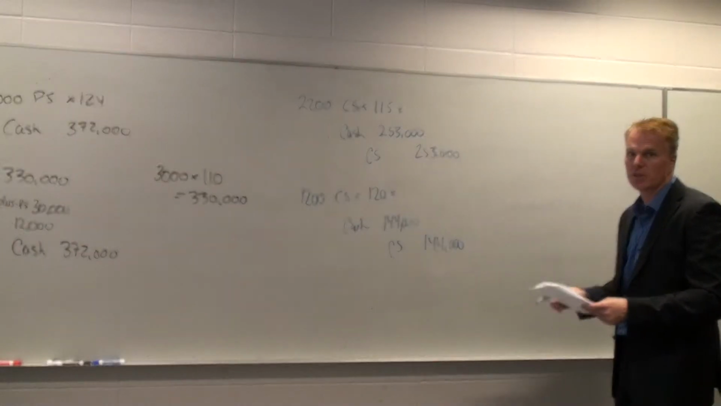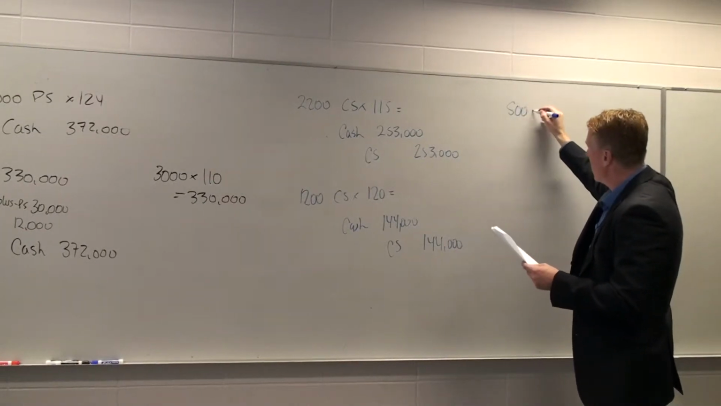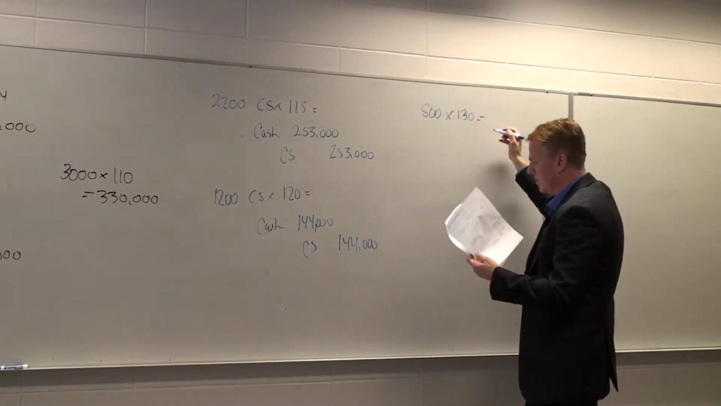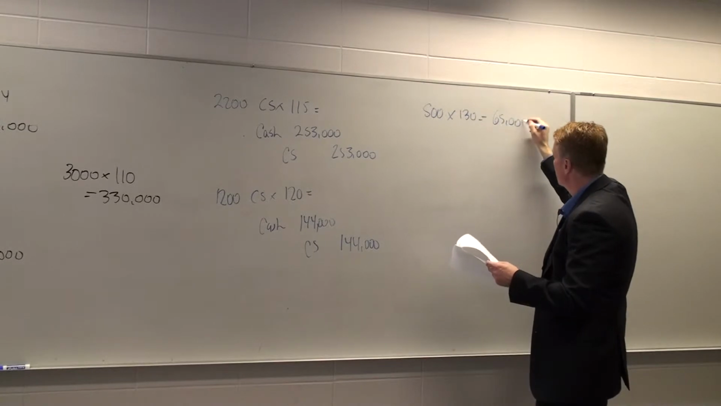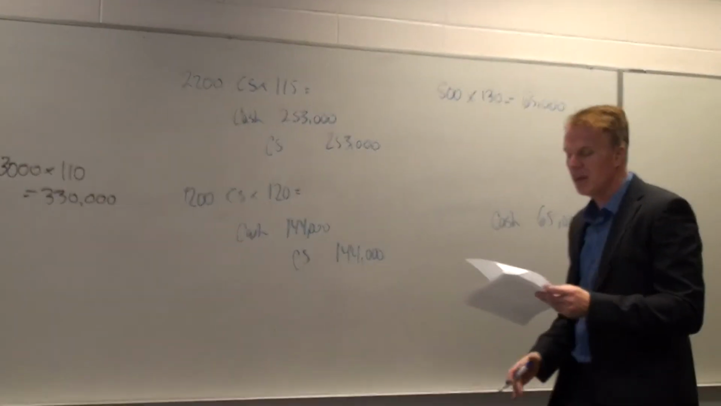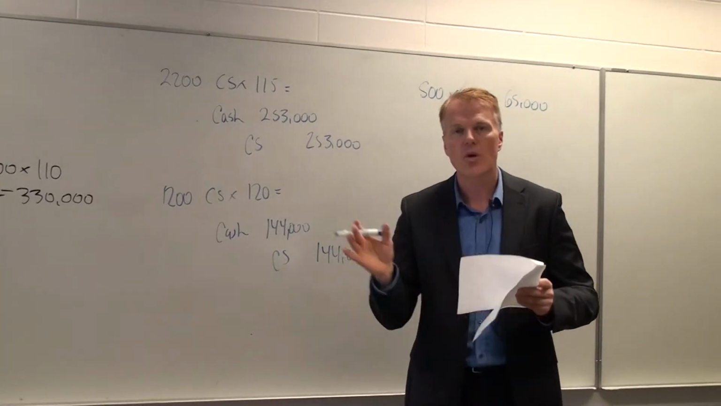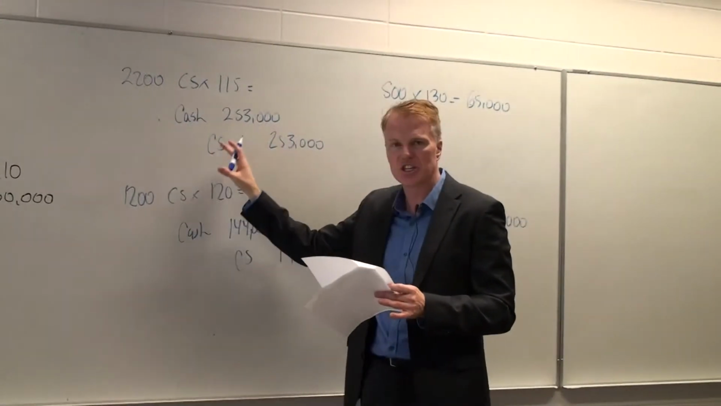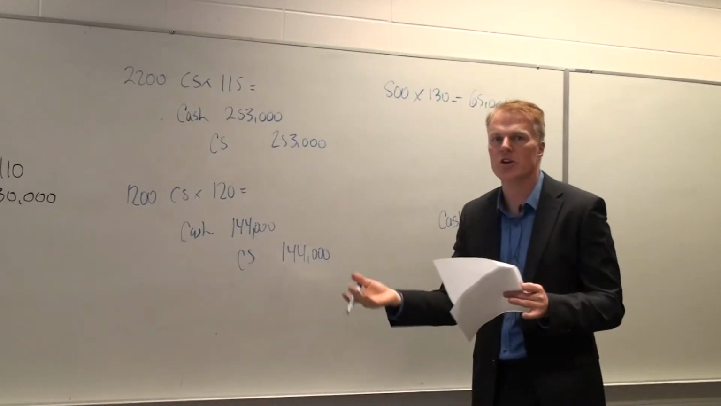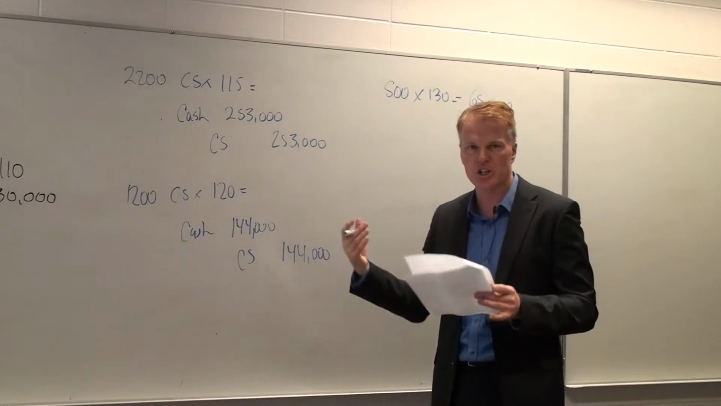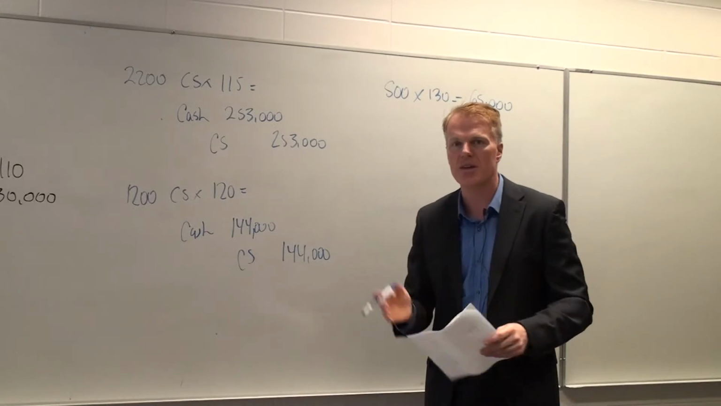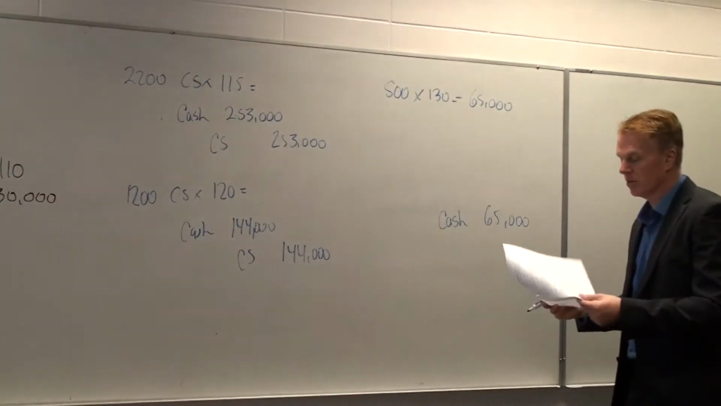So let's get started with the easiest part of the entry. 500 common shares repurchased at $130 a share equals $65,000. So cash, $65,000. Now, what do we have to do? Well, we have a number of transactions that have occurred. We have some selling of our common shares. What we have to do is figure out what is the average issue price of our common shares so far. And we need to incorporate our opening balance. So we need to create a schedule for ourselves.